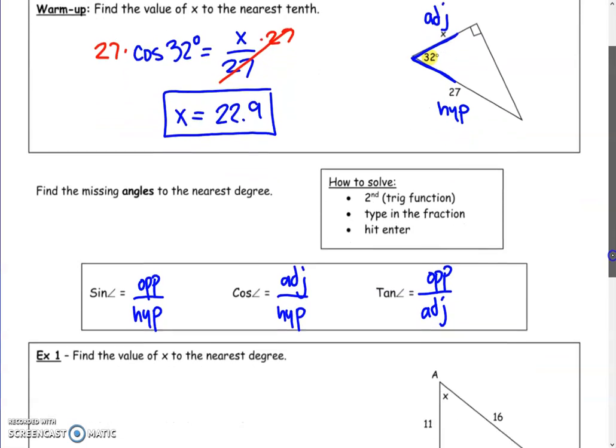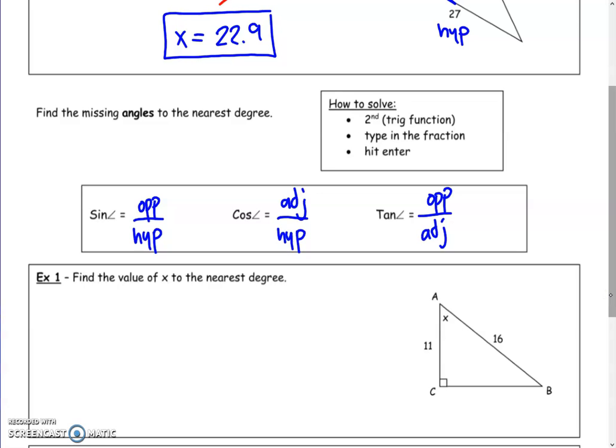All right, so what we are going to do today is a little bit more challenging. We are going to find a missing angle. Now, I'll show you how to do this when we get to the equation, but it's illustrated right here. How to get the angle. We have to use a second button on the calculator. You type in the fraction, and then you hit enter.